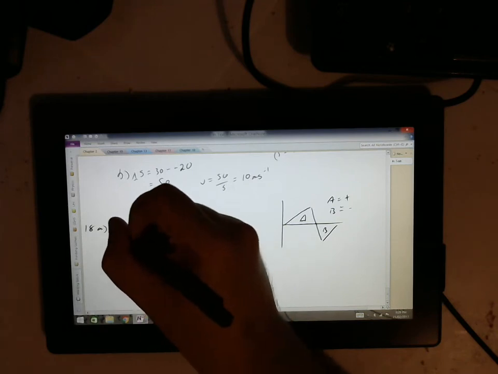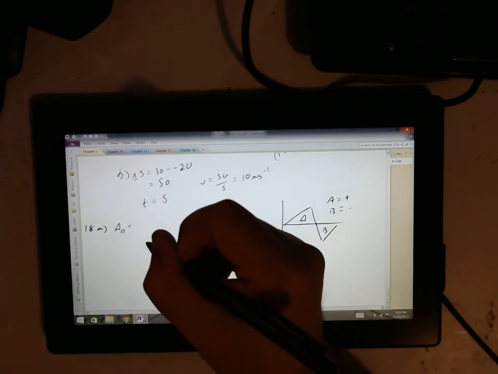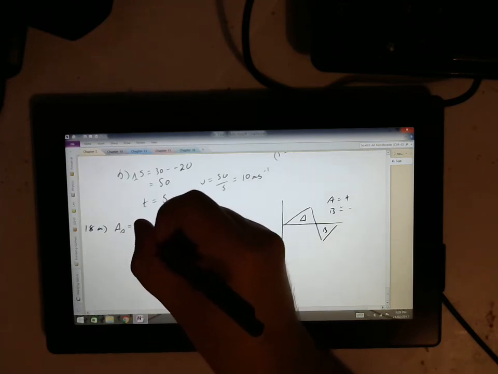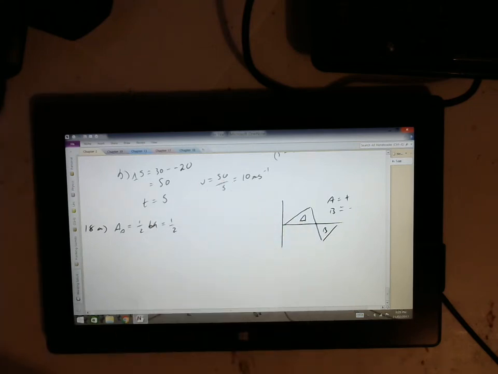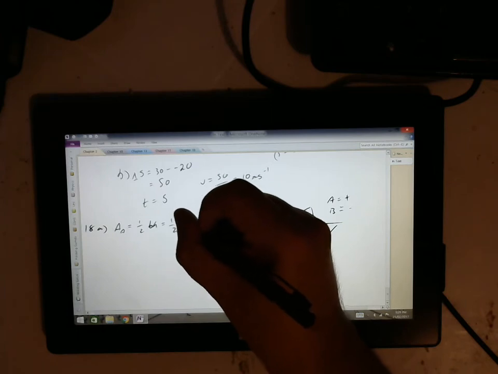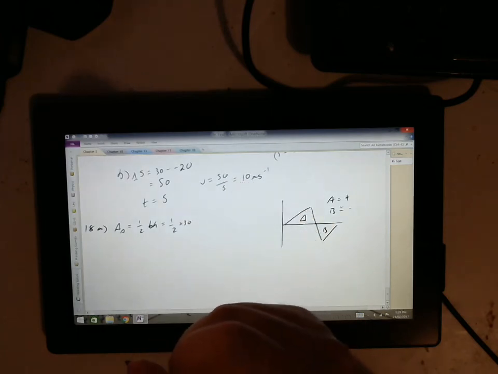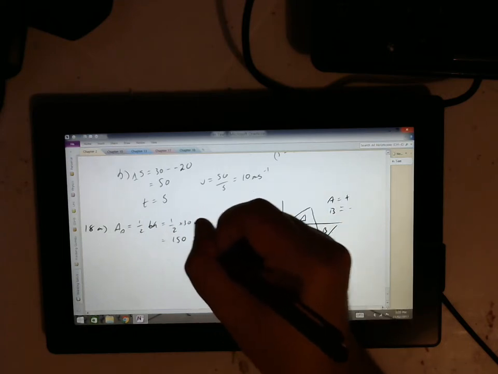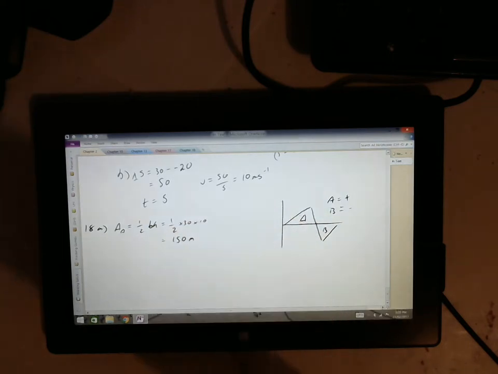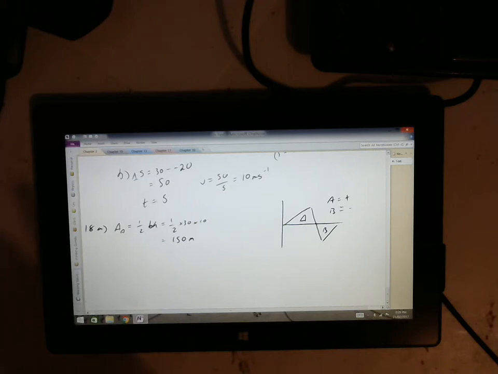So let's work out the area of A. The area of A is going to be triangle, half base times height. The base is from 0 to 30, and the height is from 0 to 10, which equals 150 meters. The fact that the velocity is negative really doesn't matter. Okay, yeah, it's coming back, but all we care about is what's the area of that whole shape.